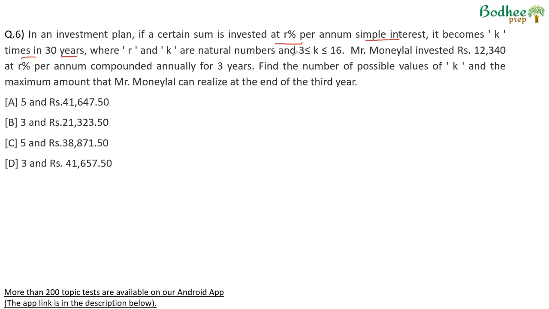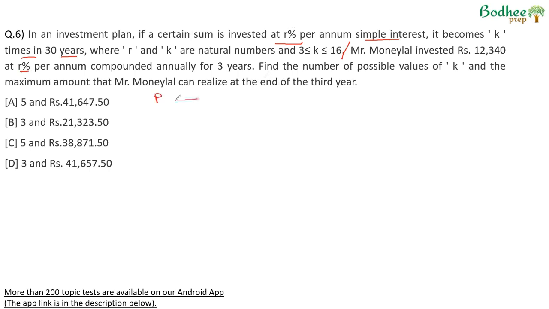R and K are natural numbers, and 3 ≤ K ≤ 16. Mr. Mangal invested 12340 at R% per annum compounded annually for 3 years. Find the number of possible values of K and the maximum amount that Mr. Mangal can realize. So let us look at the first part.